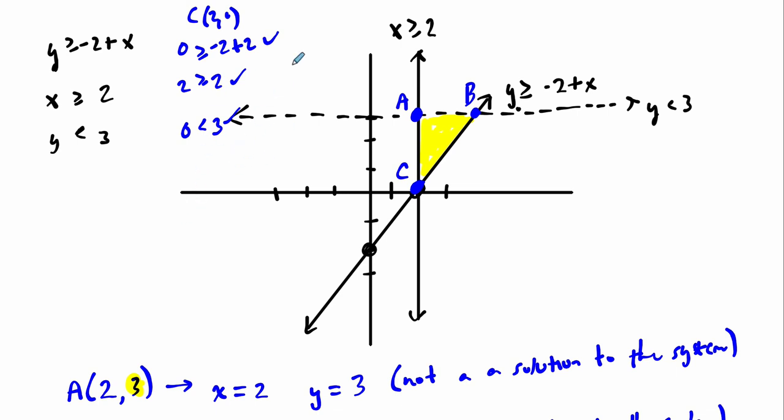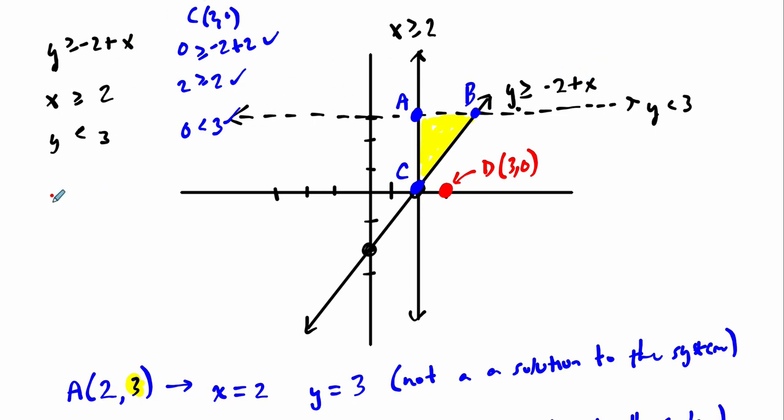When you're checking these systems, you should also test a point outside this region to make sure it's not a solution. Let's try this point right here. Call it point D. Let me write in the thinner font. So let's say I have this point D right here, and it's the point (3, 0). Now, we can tell that this point will actually work for x is greater than or equal to 2, and y is less than 3, but it won't work for y is greater than or equal to negative 2 plus x, and let's see how that plays out.